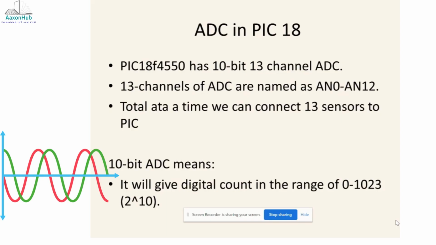Here, 10-bit simply means 10-bit conversion, so it will take 2 to the power 10 values. So a range of 0 to 1023 will be there for the converted digital data.